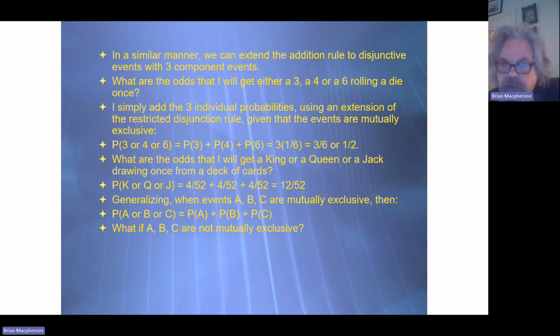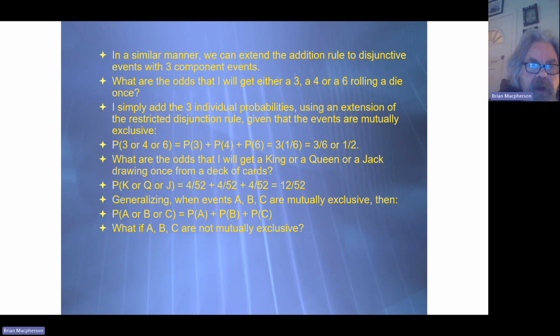So again, it's just like with the multiplication rule. You're multiplying 3 events there; here you're adding 3 events for the disjunctive event. So that's not super complicated. Again, the probability of getting 3 or 4 or 6 will be the probability of getting 3 plus the probability of getting 4 plus the probability of getting 6, equals 3 times 1/6, equals 3/6 or 1/2. So far, so good.